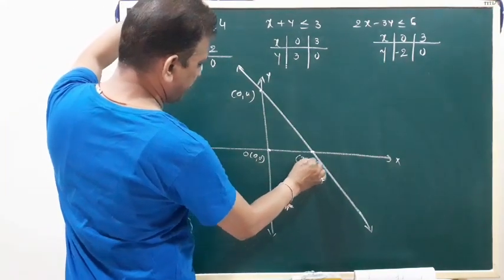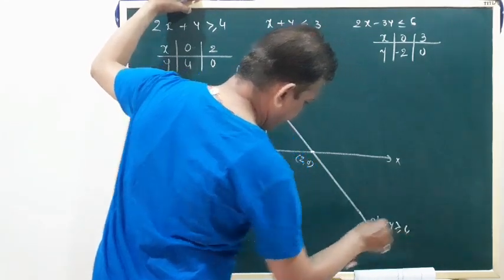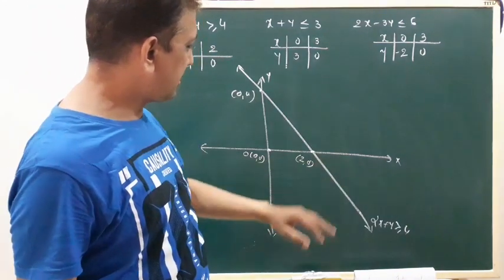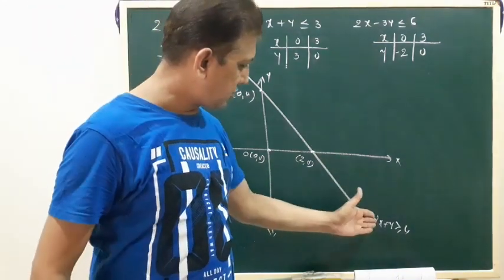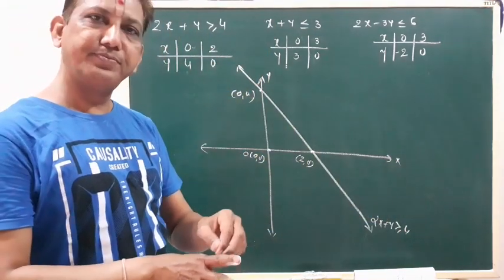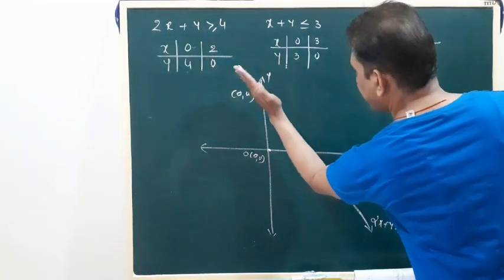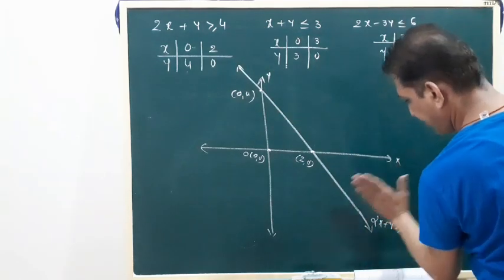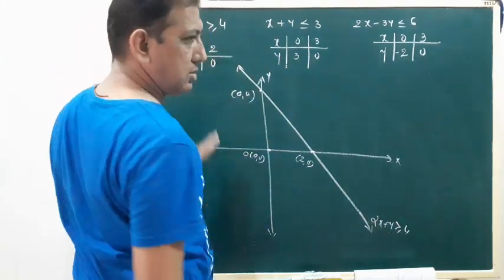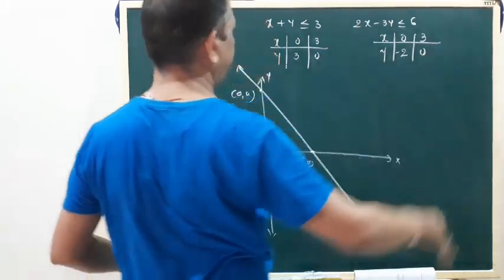Now check one point. Next point is (3, 0). 2 times 3 is 6 plus 0. Okay, 6 is greater than or equal to 4, so (0, 0) is not satisfied. Clear? So the first line's graph is the upper part of this line. You can extend it up to infinity, but it is the right side or upper part of this line.